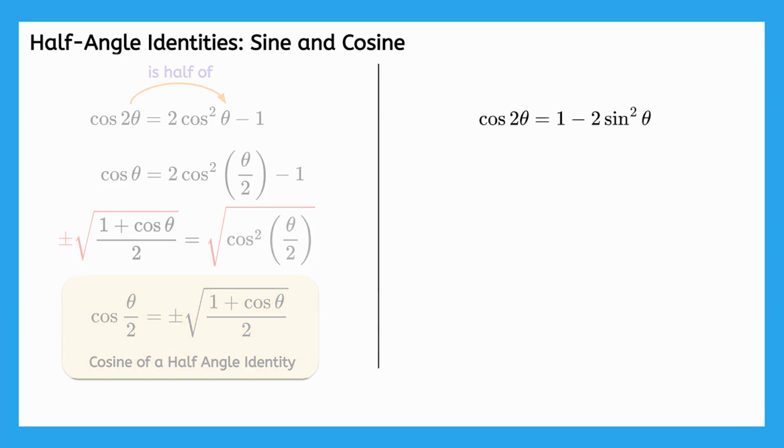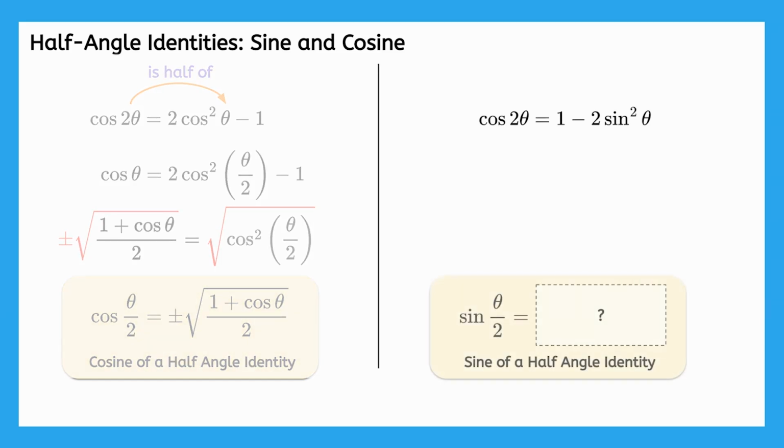Now let's find the identity for sine of a half angle using the double angle identity cosine of 2 theta equals 1 minus 2 sine squared of theta. Following the same reasoning we used to find the cosine of a half angle, try to find the sine of a half angle identity on your own. Pause the video now and give it a shot.